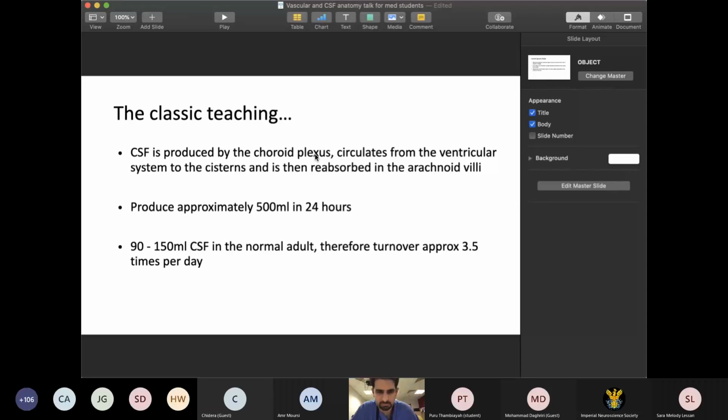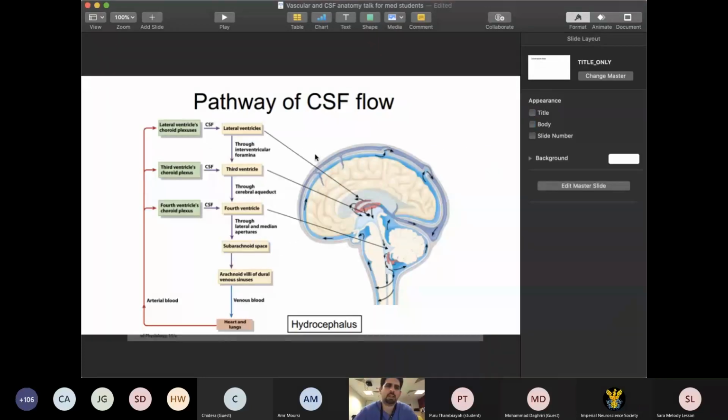And to think of CSF as just a shock absorber, it's simply not. There's a lot more to it than that, which is well beyond the scope of what I'm going to be able to cover today, but it's important to understand. So in terms of the anatomy, I'll go through the ventricular systems first. So number one, it's important to remember that you have choroid plexus in your lateral ventricles, in your third ventricle, and in your fourth ventricle. It doesn't just all start in the lateral ventricle and make its way around.